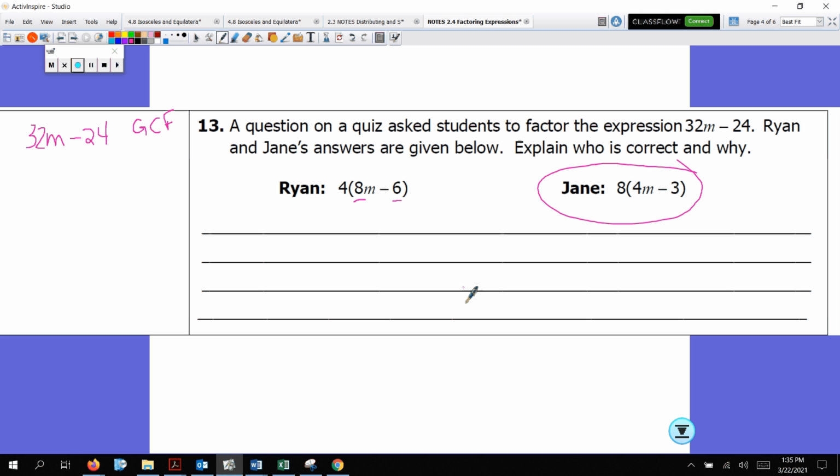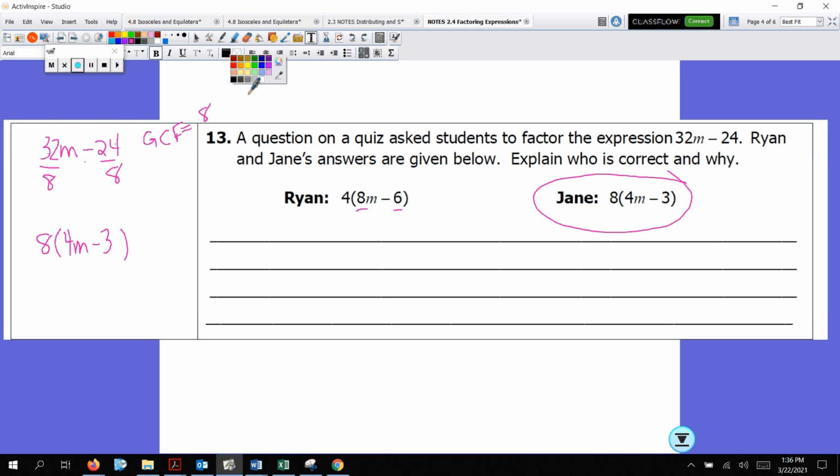And let's just make sure Jane is correct. Let's see if we use 8 as my GCF. Put that 8 out front, open my parenthesis, write down what I have left over. 32 divided by 8 is 4. Negative 24 divided by 8 is 3. And I did end up getting the same thing. So yeah, Jane is correct.